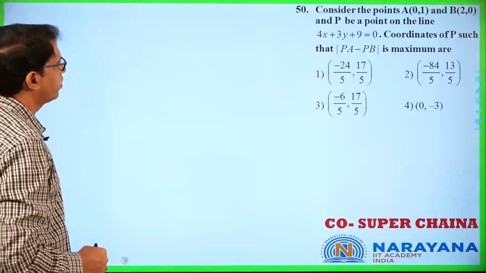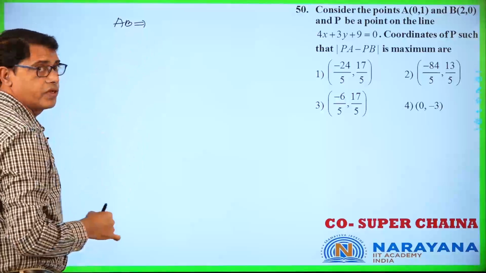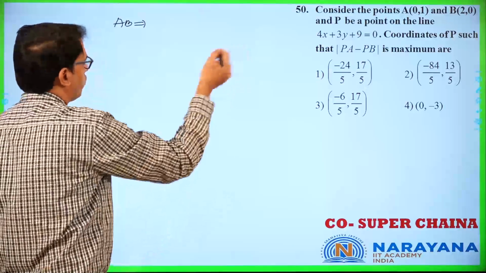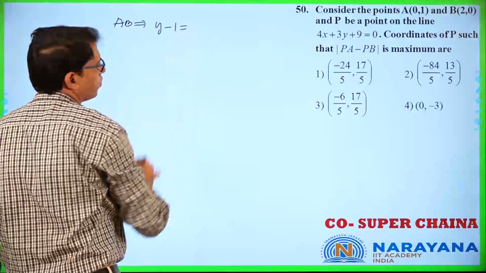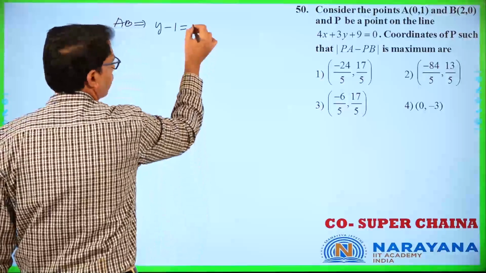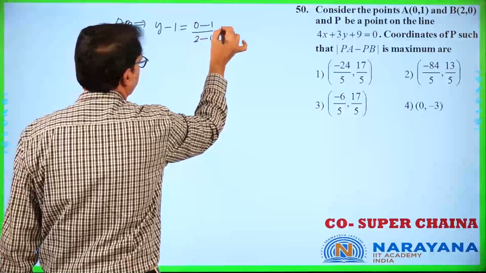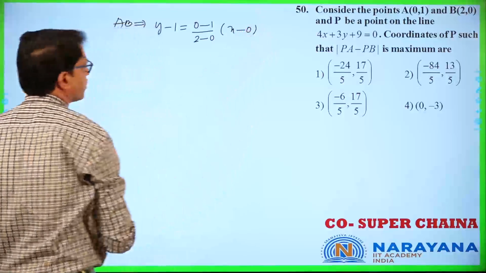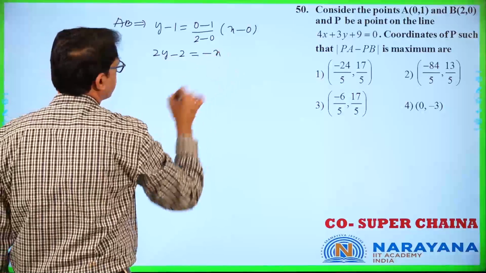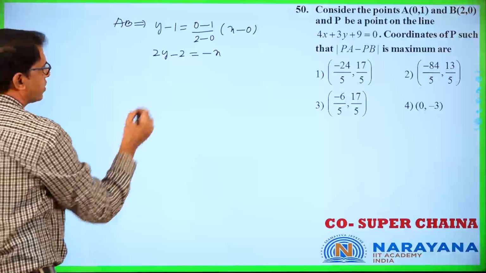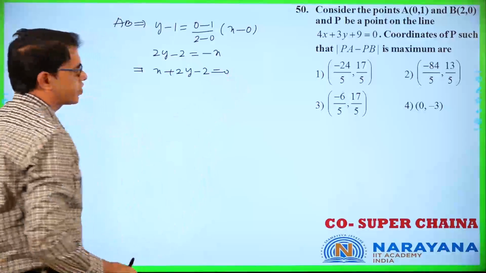Equation of AB. Apply the 2-point form: y minus y1 equal to (y2 minus y1) upon (x2 minus x1) into (x minus x1), that is, 0 minus 1 upon 2 minus 0 into x minus x1. Now cross multiply, that implies 2y minus 2 equal to minus x, that implies x plus 2y minus 2 equal to 0, the equation of AB.